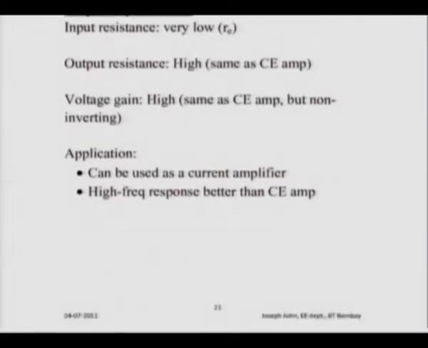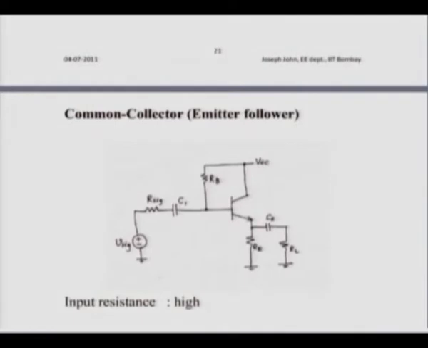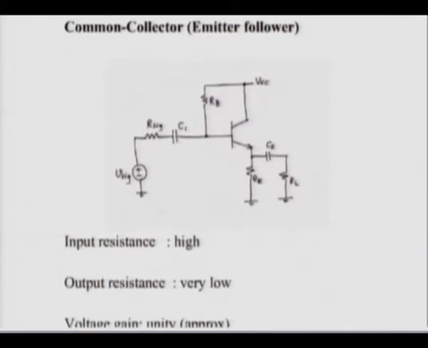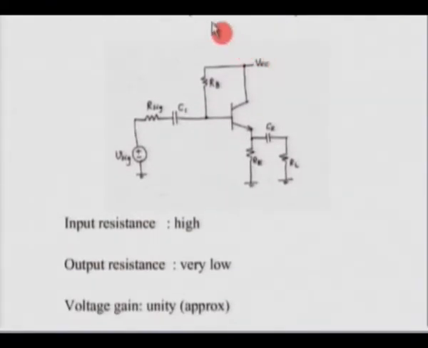Now let us look at the common collector amplifier. This also has another name, which is the emitter follower. Again looking at the circuit, you have the input connected through a capacitor, and we see here that we are not using the standard potential divider. That is there for a very important reason.